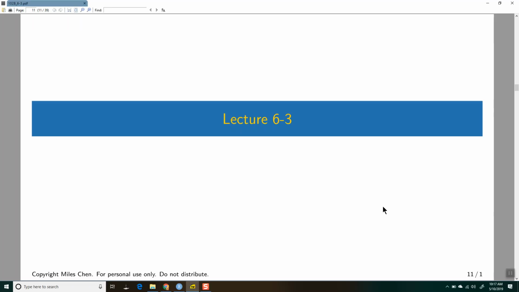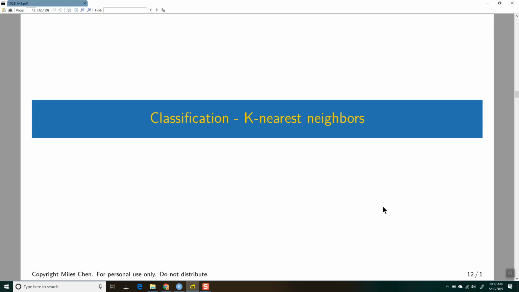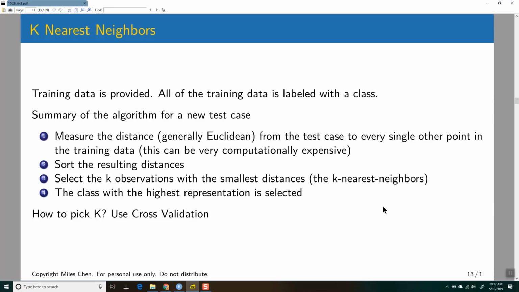All right. So, well, we'll see. K nearest neighbors. I don't know how complicated this is and how in depth we need to get. Okay. All right. Classification. K nearest neighbors. This is how the algorithm is set up. It's really just this one page here. Okay. You got training data.